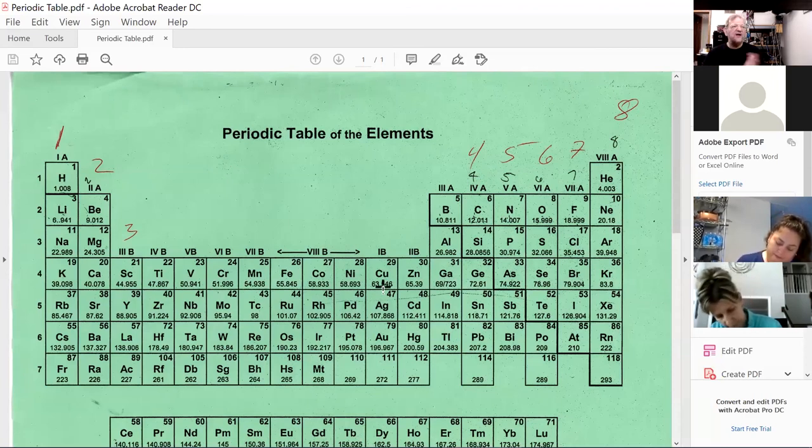Now, I'm going to try something interesting. If you're up to it, why don't you try and do the rest to see what ion oxygen forms.